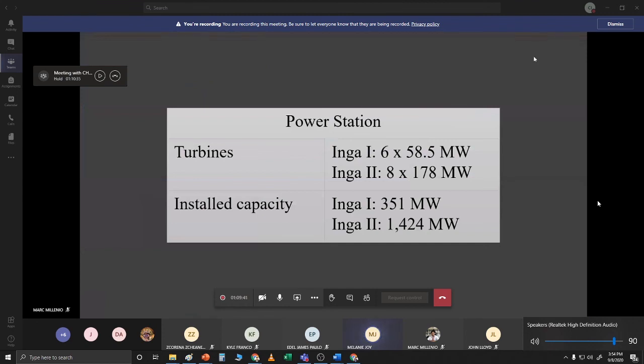So, yung power station po nito is nahati din po sa dalawa since dalawa po yung dam na nakonsist dito. Yung una po is may 6 na turbine. So, hindi po sinabi sa research kung ano po yung turbine na ginamit. Kaya, yan lang po yung nalagay ko, kung ilan lang po yung generator or turbine na nakalagay. So, sa una po is 6 daw po, tapos sa pangalawa is 8. Doon po sa una is meron lahat na 58.5 megawatts each. Tapos yung sa pangalawa po is 178 megawatts each.